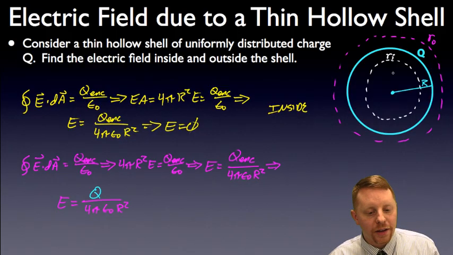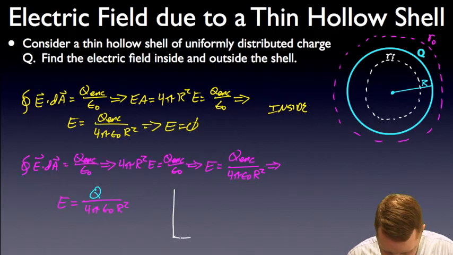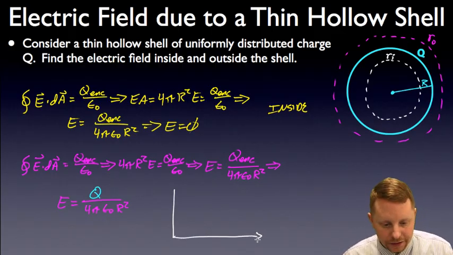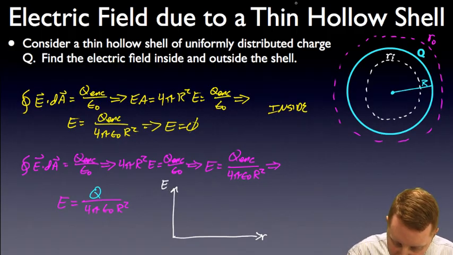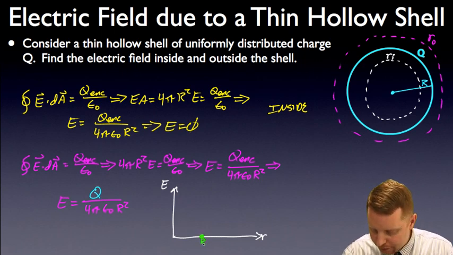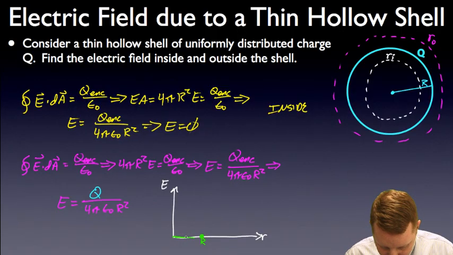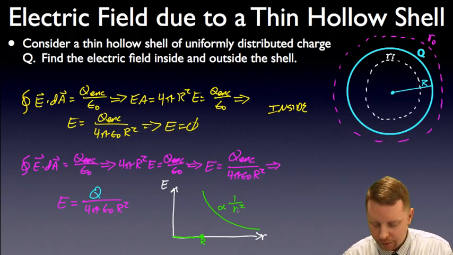If we wanted to draw a quick graph of what the electric field would look like, there's our electric field versus distance, R and E. We'd probably have something that looks kind of like this. Inside, up to the point where we are at capital R, the radius of our shell, we have no electric field. And after that, we have something that is proportional to 1 over r squared.